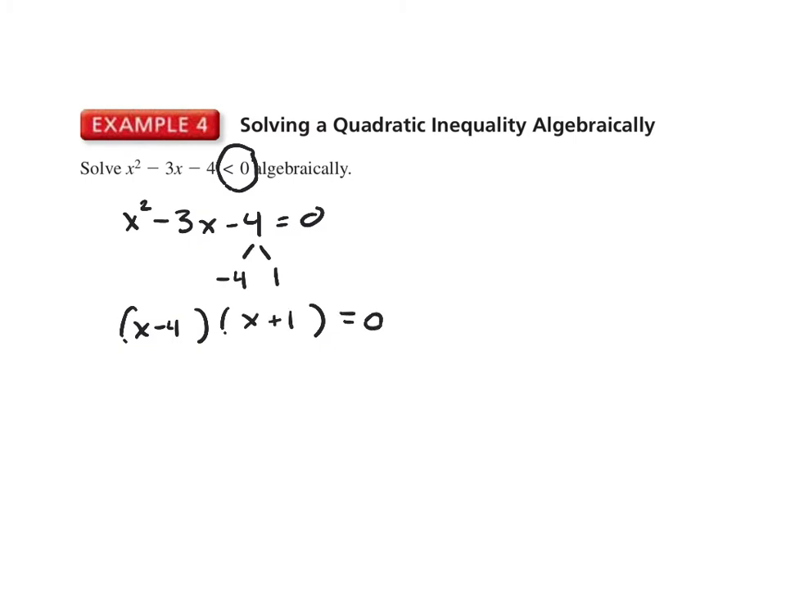What do we do next from here? Separate them, make them both equal to 0. So x minus 4 is equal to 0. x plus 1 is equal to 0. So what do we get for x? x is positive 4 and x is negative 1.